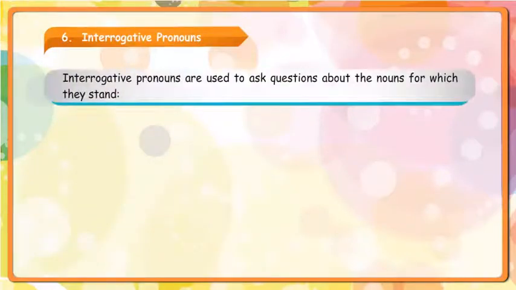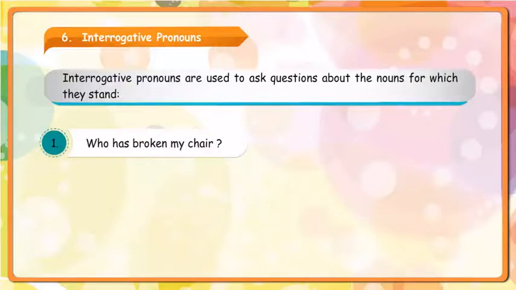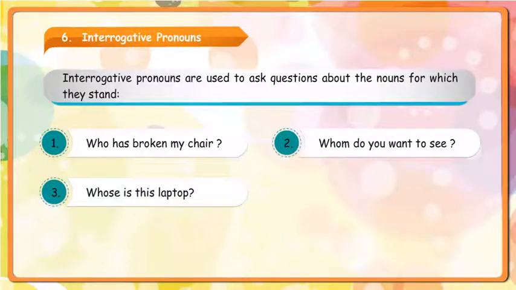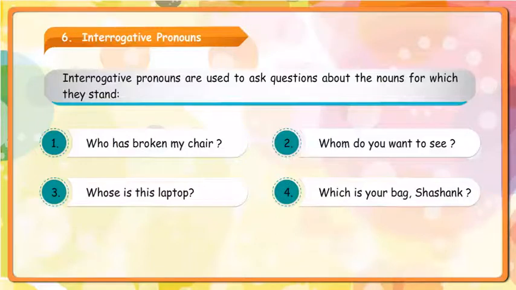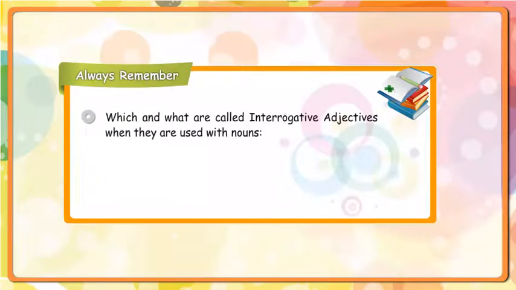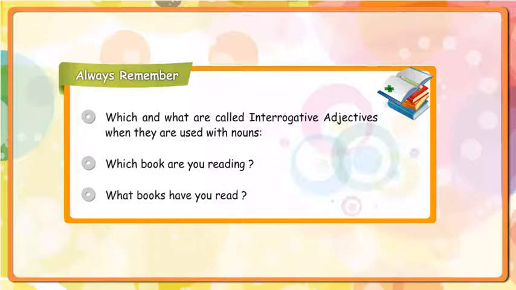Interrogative pronouns. Interrogative pronouns are used to ask questions about the nouns for which they stand. Who has broken my chair? Whom do you want to see? Whose is this laptop? Which is your bag, Shashank? What brings you here, Rekha? Always remember, which and what are called interrogative adjectives when they are used with nouns. Which book are you reading? What books have you read?